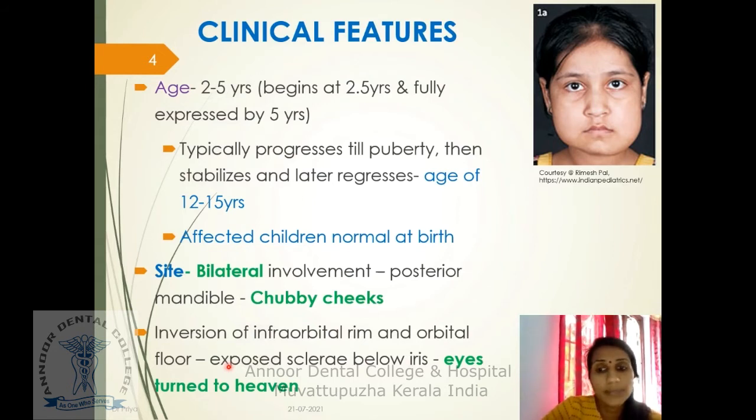Another feature common to these patients is a typical appearance of a cherub. If you observe the cherub, the eyes of the cherub will be turned upwards. So here again, in this patient, you have upward turning of the eye. It looks as if the eye is turned towards heaven. So the eye-turned-towards-heaven appearance is present in cherubism. That is because of the inversion of the infraorbital rim and the orbital floor, exposing the sclera below the iris. So this part is going to get inverted inwards, the sclera will get exposed, and it looks as if the eye is facing upwards.